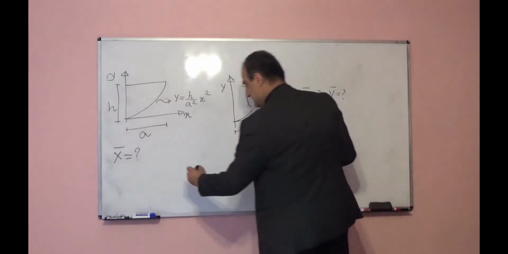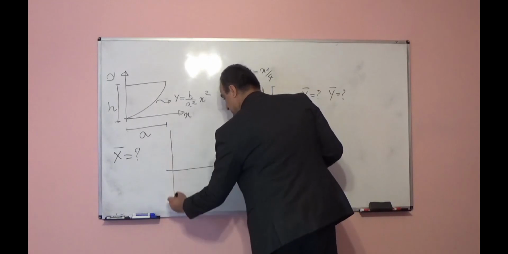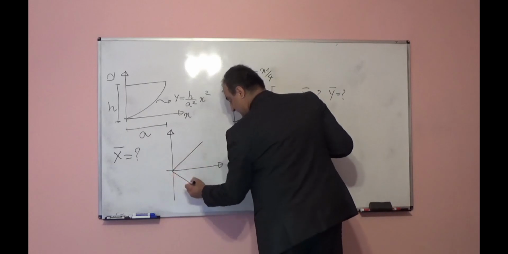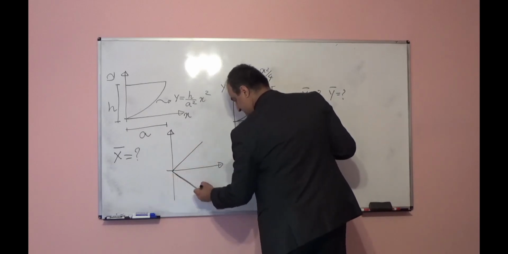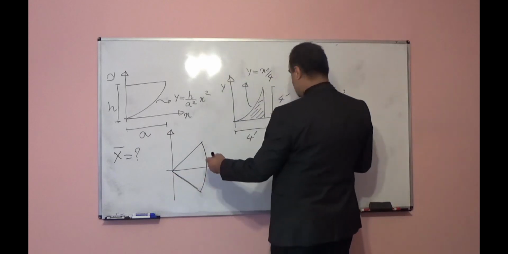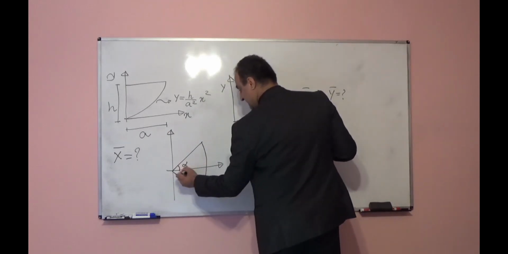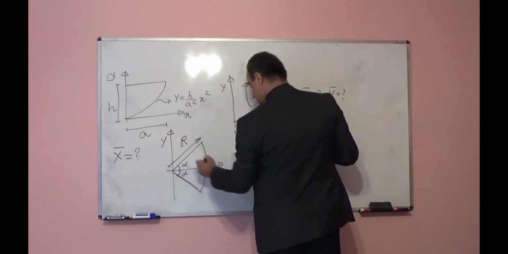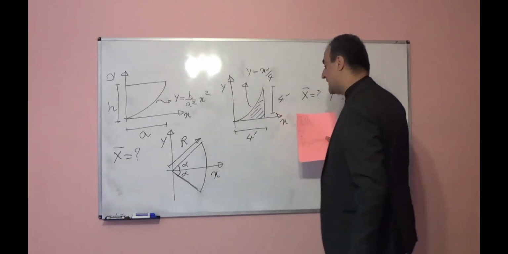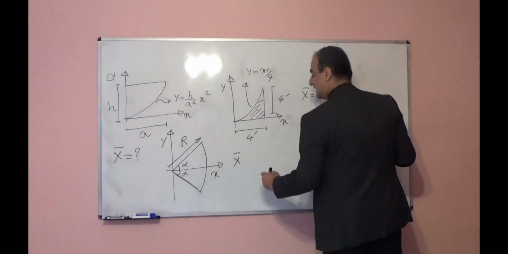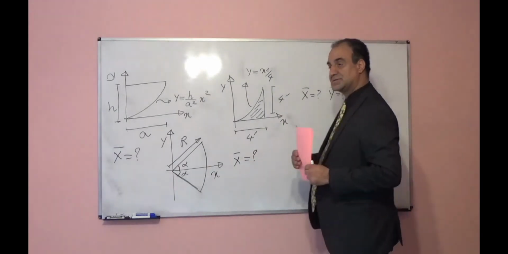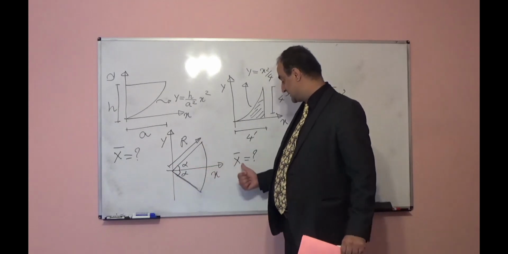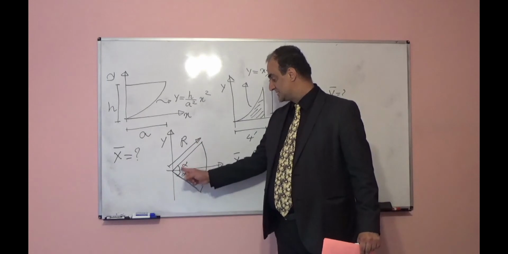Next one, for this circular sector, like this. For this sector, the angle is alpha and alpha, the radius is r. This is the y direction, x direction. Find the centroid in the x direction, find x bar. So it is a circular sector. The radius is r, and this angle alpha and alpha.